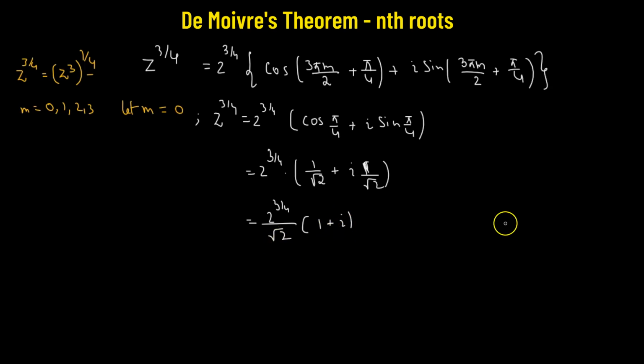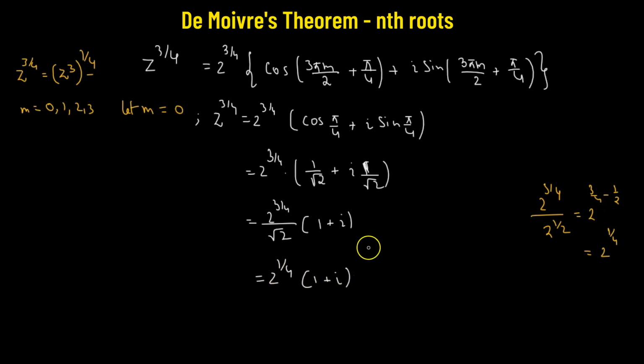Now square root of 2, let's do it separately. So we have 2 raised to the power of 3/4 divided by square root of 2, which is actually 2 raised to the power of half, and we can take it to the numerator. So we have 2 raised to the power of 3/4 minus 1/2. This is going to give us 2 raised to the power of 1/4. So we are getting the value 2 raised to the power of 1/4 multiplied to 1 plus iota. This is going to be one distinct root of our complex number z, and we are obtaining this value for a particular value of m, which is m equals 0.